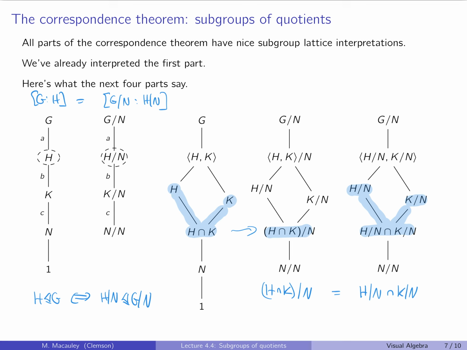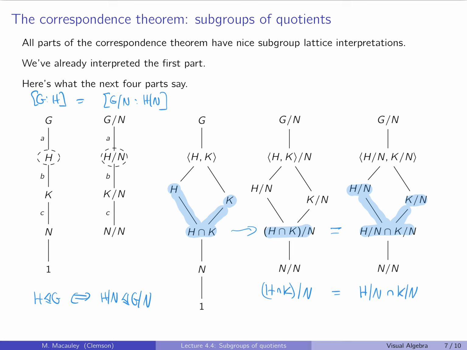The fact that these two things are equal, well, the one on the right, you can think of this as the intersection of two collections of shoeboxes, and the one on the left is a subgroup of G mod out by N, so that's like shoeboxes with the lids open.